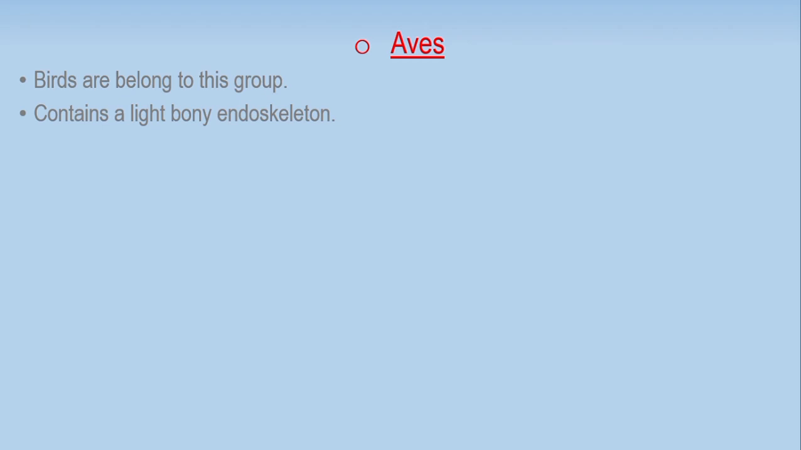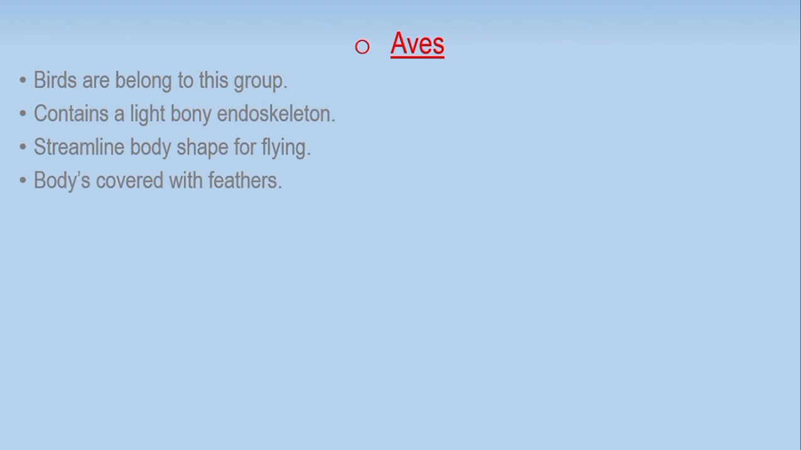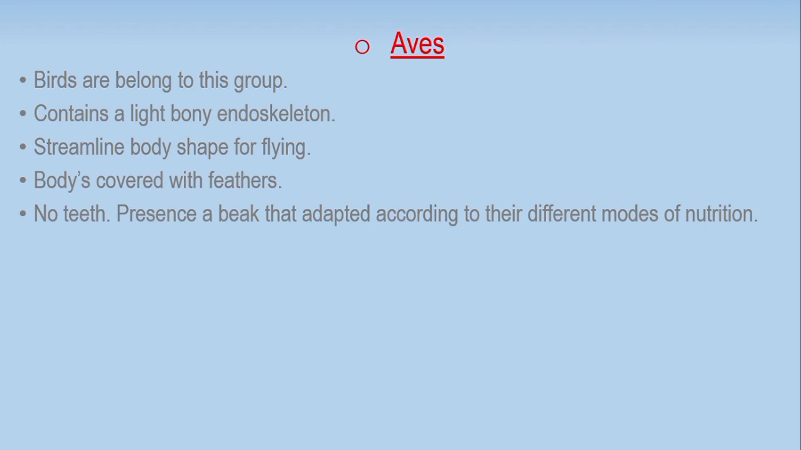Some of the birds also are there, no? Those who cannot fly, right? And they have a streamlined body shape, so it helps them to fly easily, right? And their body is covered with feathers, and they do not have teeth, but they have a beak.